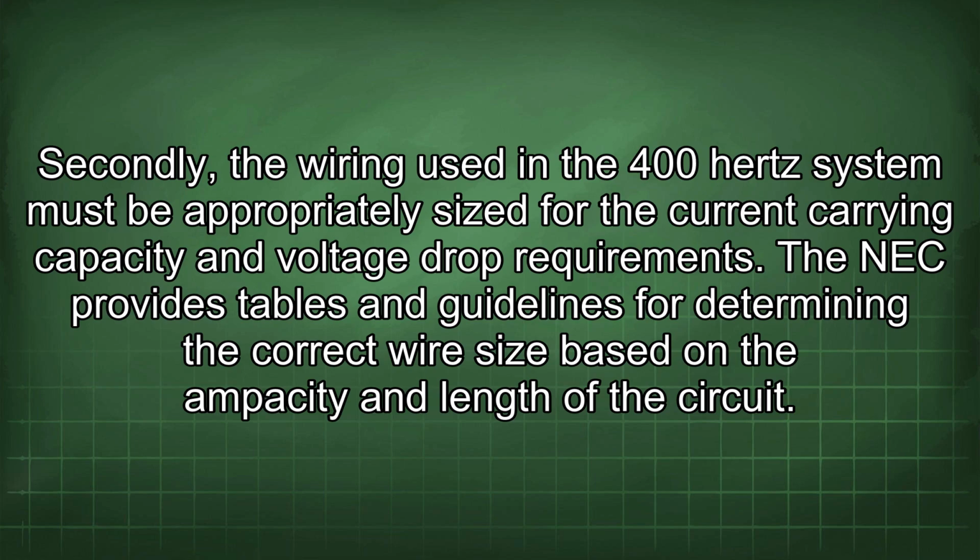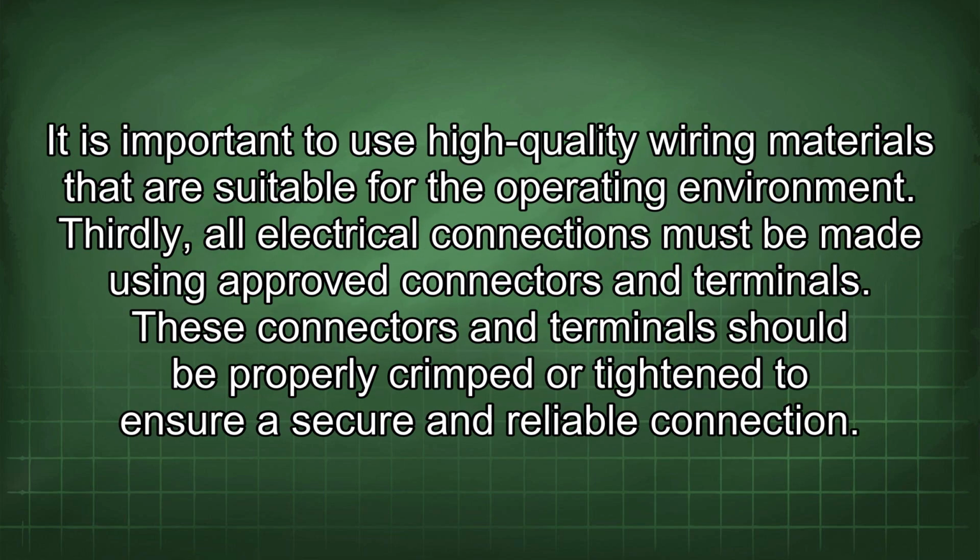Secondly, the wiring used in the 400 Hz system must be appropriately sized for the current carrying capacity and voltage drop requirements. The NEC provides tables and guidelines for determining the correct wire size based on the ampacity and length of the circuit. It is important to use high-quality wiring materials that are suitable for the operating environment.